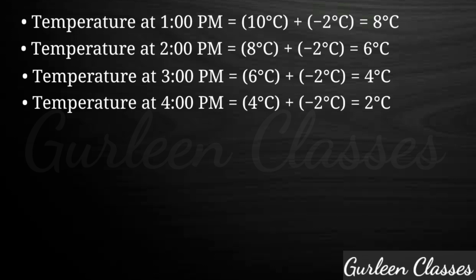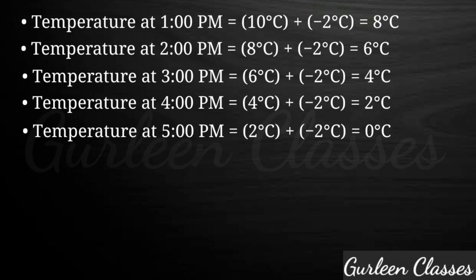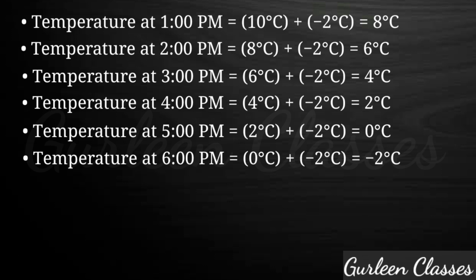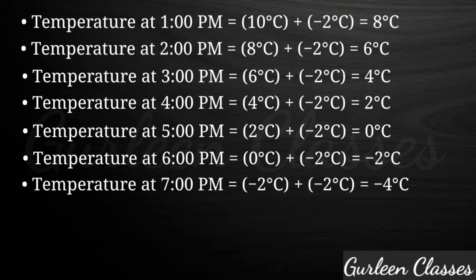Temperature at 3 p.m. is equal to 6 degrees Celsius plus minus 2 degrees Celsius, that is 4 degrees Celsius. Then temperature at 4 p.m., 4 degrees Celsius plus minus 2 degrees Celsius, that is 2 degrees Celsius. Temperature at 5 p.m. is equal to 2 degrees Celsius plus minus 2 degrees Celsius, that is 0 degrees Celsius. Temperature at 6 p.m. is equal to 0 degrees Celsius plus minus 2 degrees Celsius, that is equal to minus 2 degrees Celsius. Temperature at 7 p.m. is equal to minus 2 degrees Celsius plus minus 2 degrees Celsius, that is minus 4 degrees Celsius.